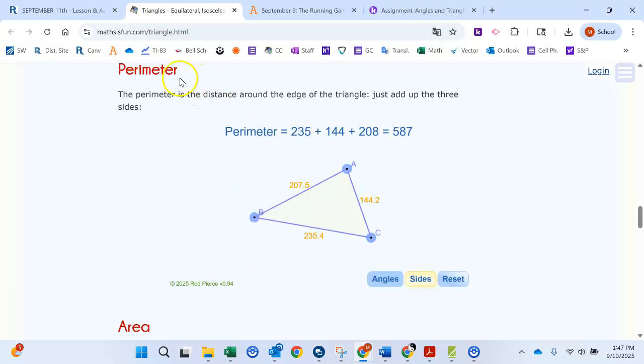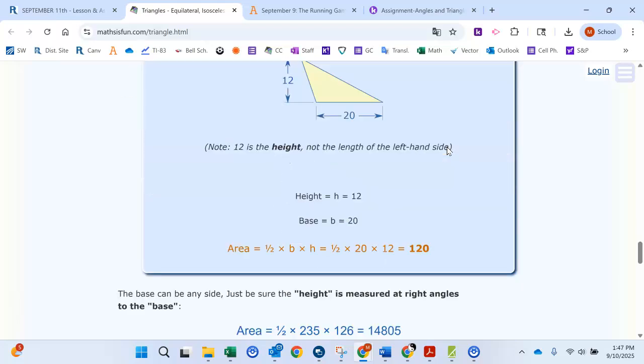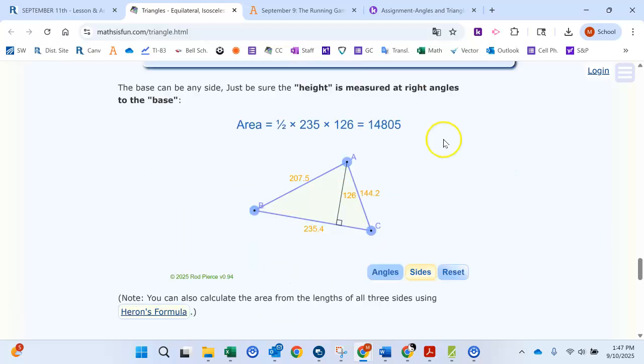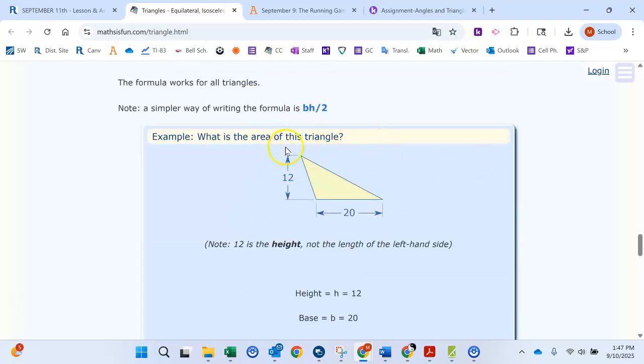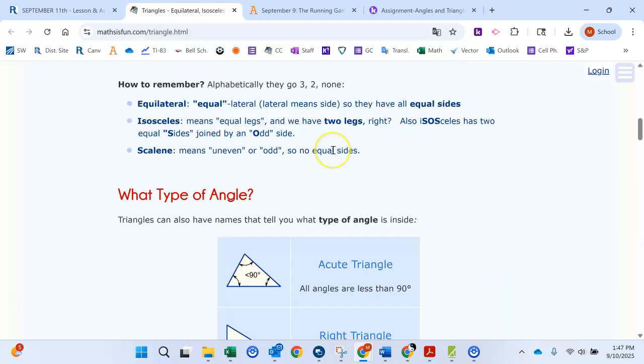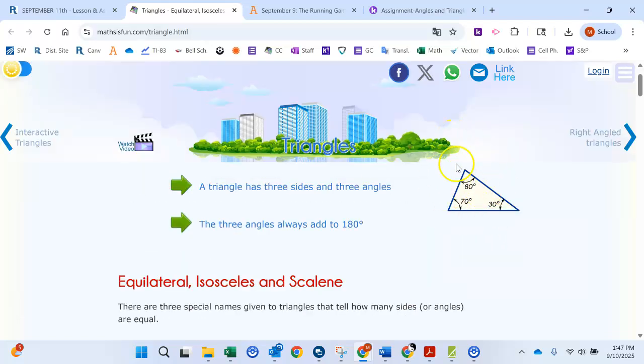Okay. Also, there's another concept. Make sure you understand about perimeter. Okay. Also, there's the area of the triangle. Today we're going to focus on the angles. So the important thing to know about the angles is that they all equal 180 degrees. That's the most important thing to understand.